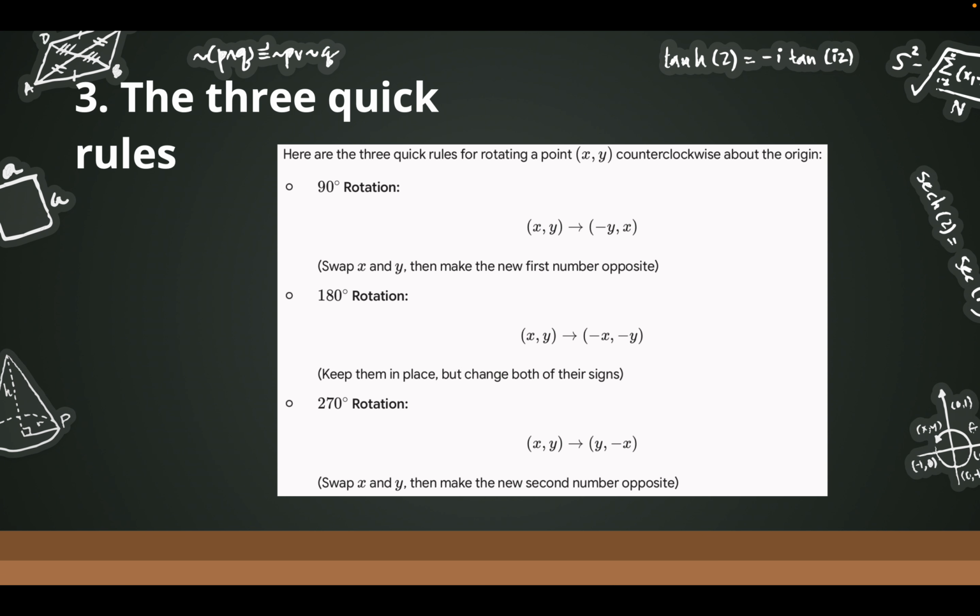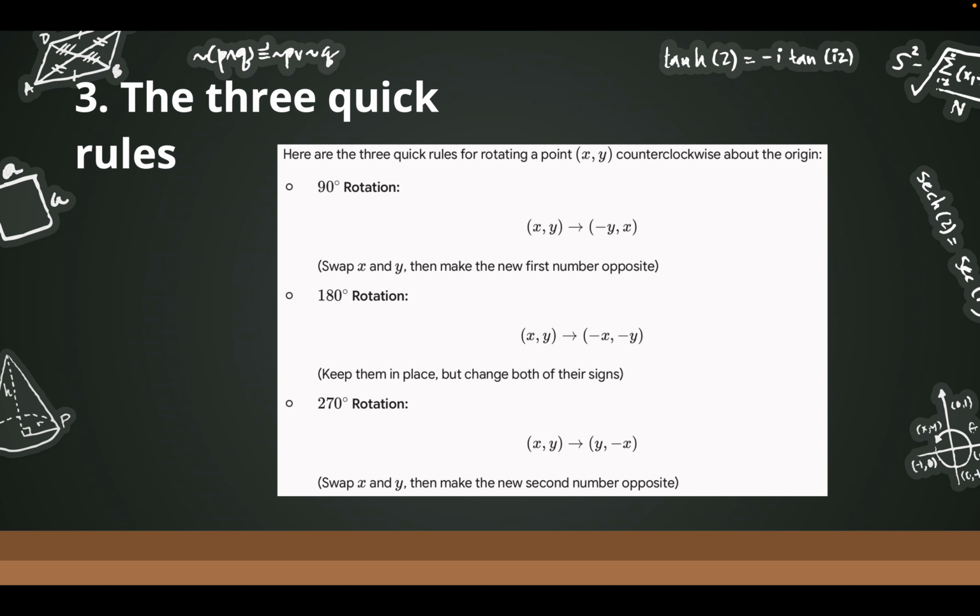Next, to rotate a point (x, y) about the origin, we apply precise algebraic mapping rules depending on the angle of rotation. We define these three primary operations as follows. First one, for a 90 degrees counterclockwise rotation, (x, y) becomes (negative y, x). The coordinates swap positions and the new x coordinate is negated.